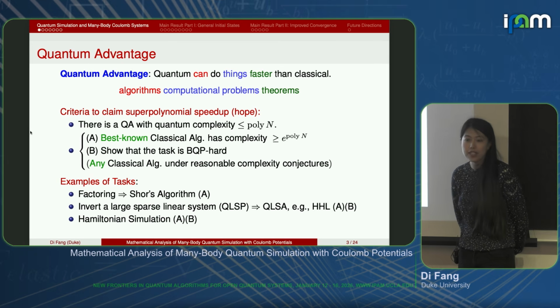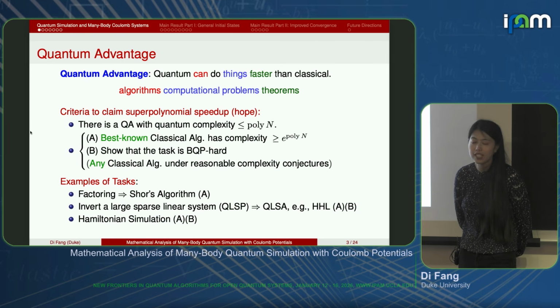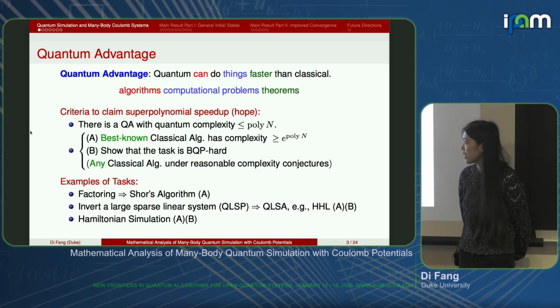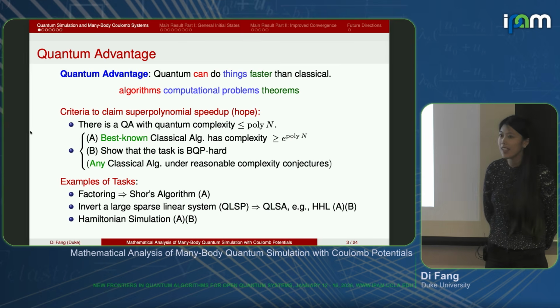Well, there are a lot of examples where we do have great separations, including many topics that we have already seen in this workshop. But some of my favorite examples are integer factoring, quantum linear system algorithms, and Hamiltonian simulation. And my talk today will be focused on Hamiltonian simulation.